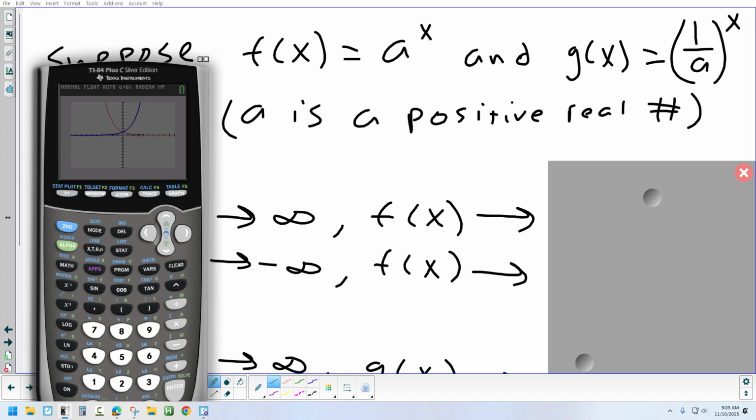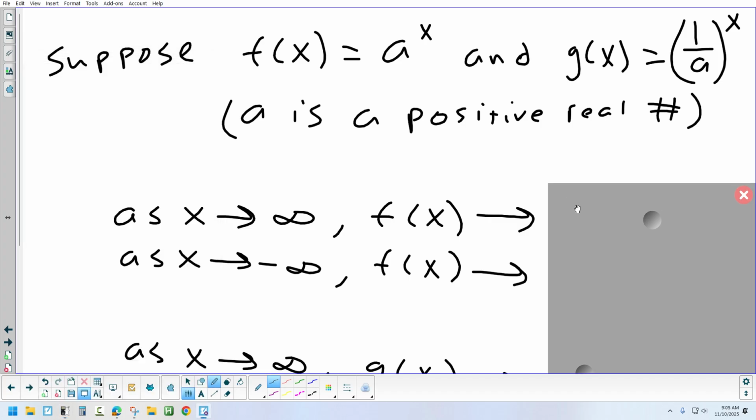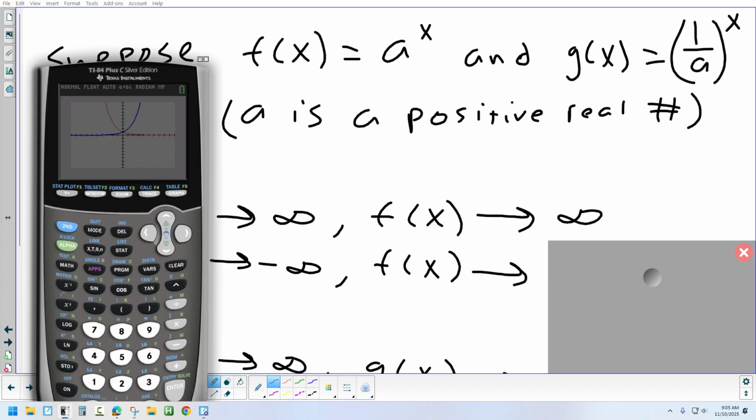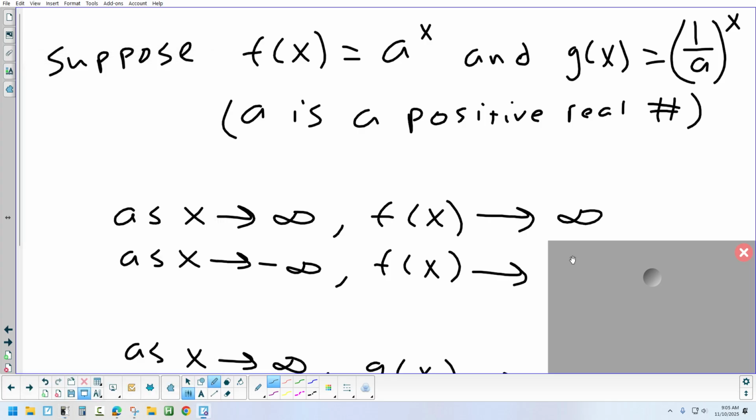Yeah. Y approaches infinity. Y also approaches infinity. And again, still focusing on f of x, which is a growth function. As x approaches negative infinity, what does y approach in that case? Raj? 0. Yep. Approaches 0.